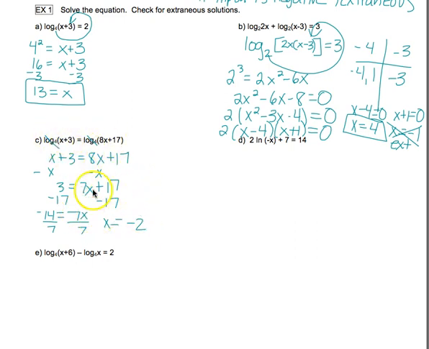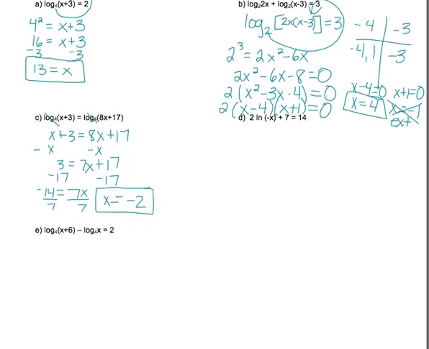Now, in this case, when I plug in negative 2, I get negative 2 plus 3, which is 1. That's a positive number, so that's fine. Over here, 8 times negative 2 is negative 16 plus 17, also 1, so also a positive number. So this is a valid solution. So you can see just because the answer itself is negative doesn't mean that the input's going to be negative. Okay, so now I'm going to look at D.